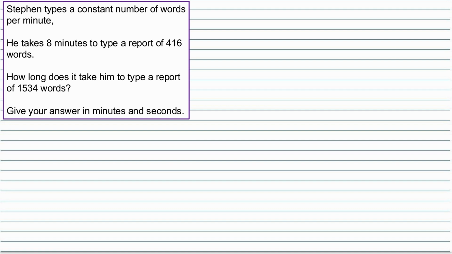So if we begin by setting up a ratio of words to minutes, we can have 416 words, in 8 minutes. What we want is the number of words for 1 minute. So if we divide this by 8, we'll do the same to the other side, and we get 52 words per minute.